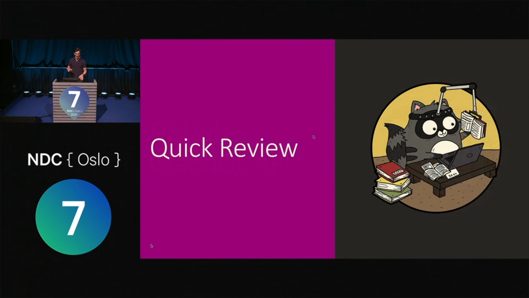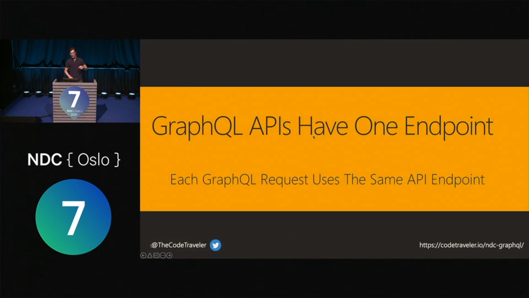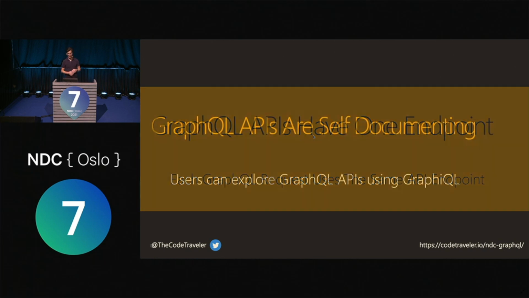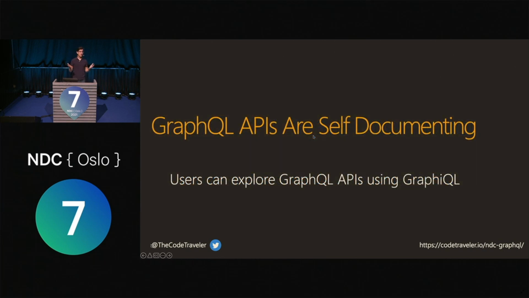OK, so I know I've been throwing a lot of stuff at you, so let's do a quick review. GraphQL APIs have one endpoint. So unlike REST, where you have multiple endpoints that each just do one specific thing, with GraphQL, there's just one endpoint that does everything. GraphQL APIs are self-documenting.